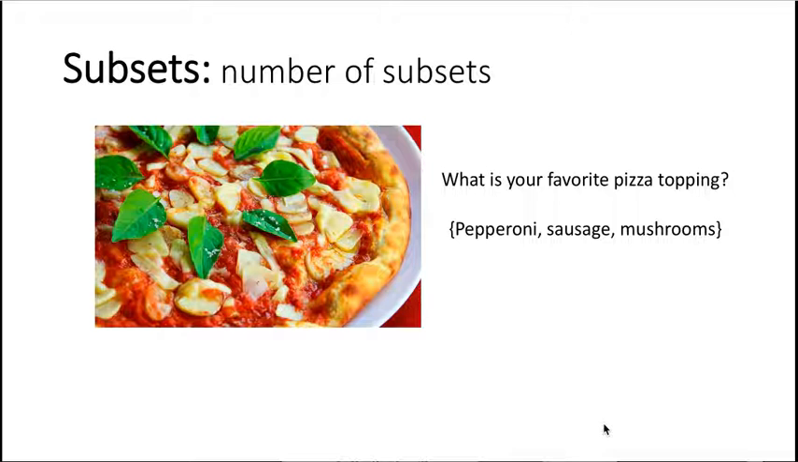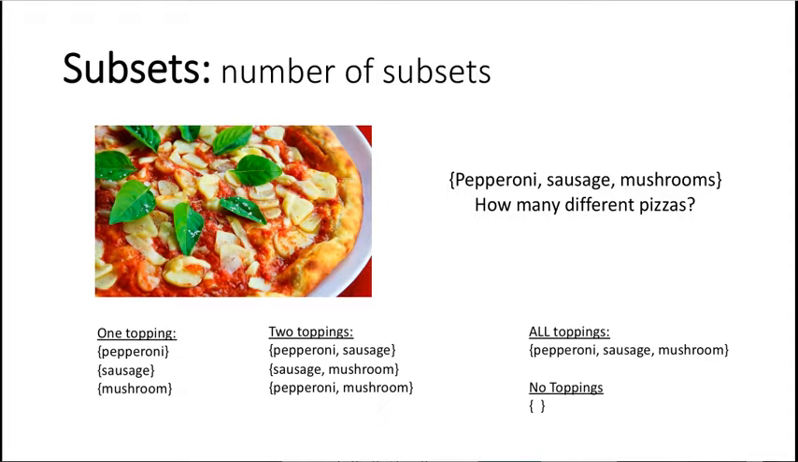Okay, now let's talk about the number of subsets. Let's consider this. Suppose your favorite pizza toppings were pepperoni, sausage, and mushrooms. How many different pizzas could be made? Imagine that you're calling some restaurant to order a pizza, and the only toppings they have are pepperoni, sausage, and mushrooms. How many different pizzas could be ordered? Give it a thought. See if you can come up with all the different subsets.